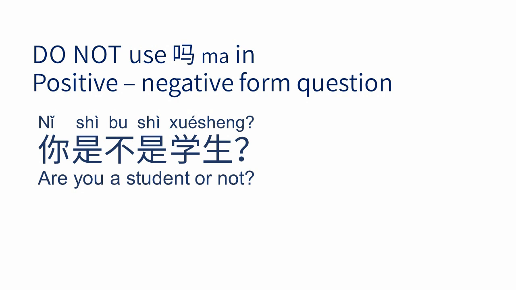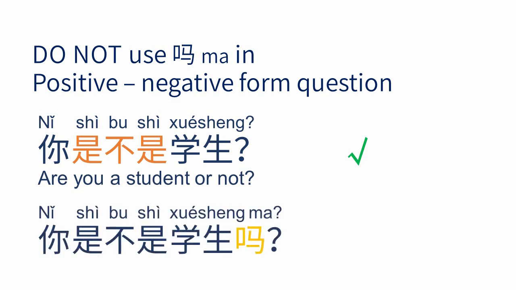是 is positive, 不是 is negative. So, 是不是 is like a question word to form a question. But is it correct to say 你是不是学生吗? No, because 是不是 is forming a question already. We don't need to use ma again.